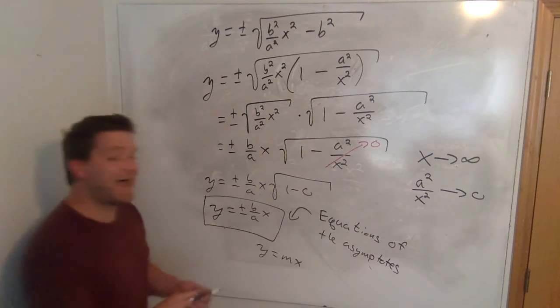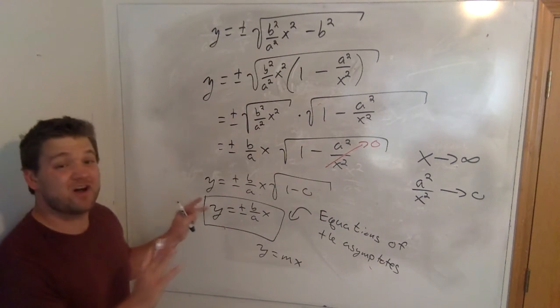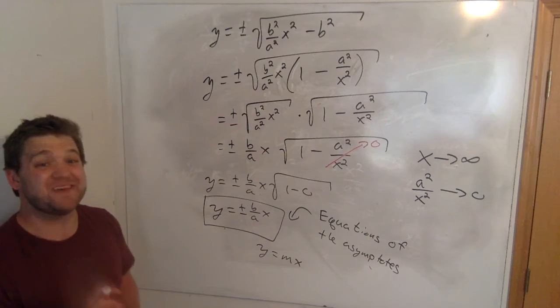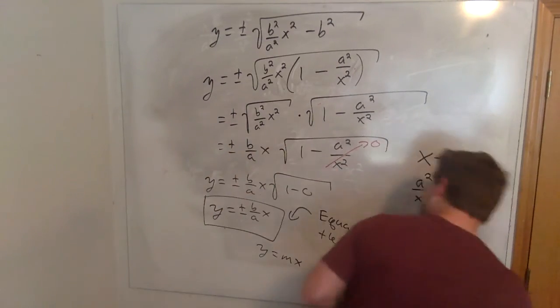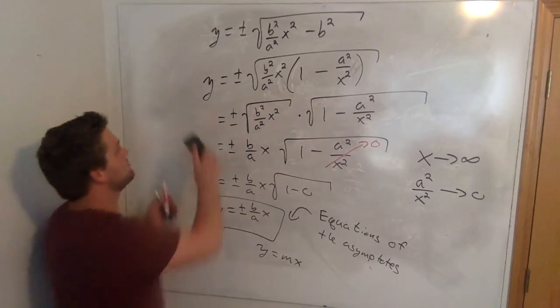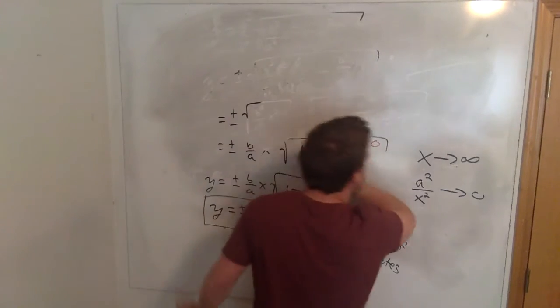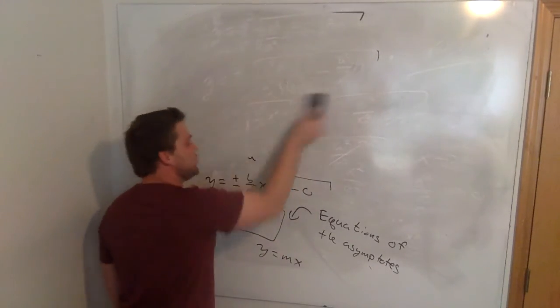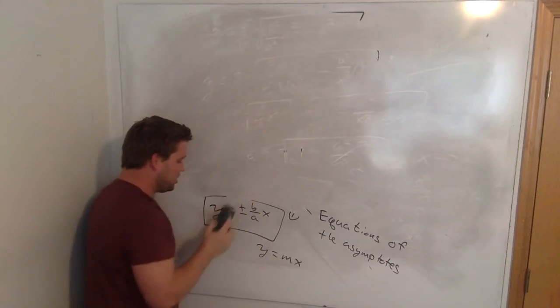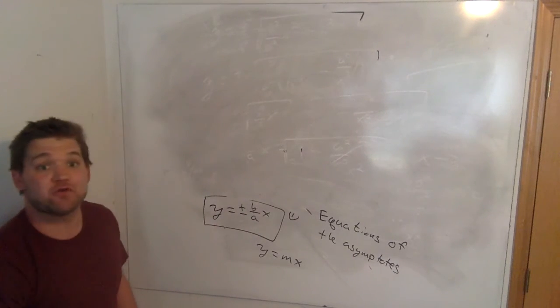The equations of the asymptotes. I know this is a lot going on here, but we've really made a big discovery here in figuring out what b is. Let me draw the picture. So the equations of the asymptotes on a hyperbola are plus or minus b over a x.